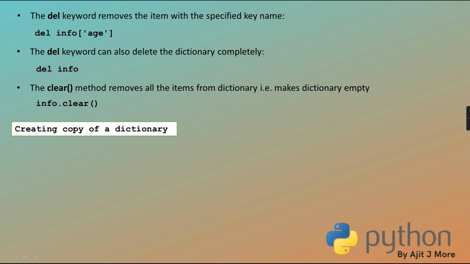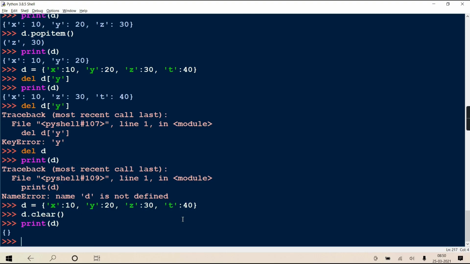Okay, then similarly, creating a clone of your dictionary, which we have discussed in the case of list also. I am sure in the case of list also I have told you, right? When you assign one list to another, two lists are not created, only the reference is copied. Same concept, I'm sure I told you in the case of list.